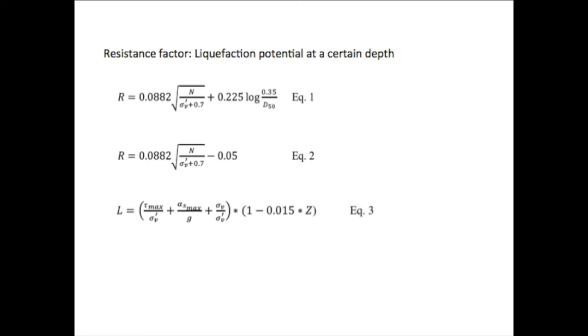The resistance factor can be expressed as R divided by L, where R is the undrained cyclic strength and can be calculated using equations 1 and 2, depending on the average size of the soil diameters. L can be calculated using equation 3, where tau is the max shear stress, g is the acceleration of gravity, alpha s is the acceleration at ground surface, and z is depth of soil.